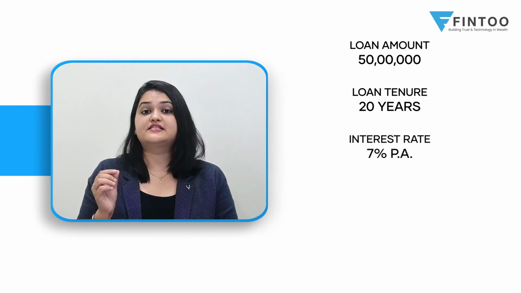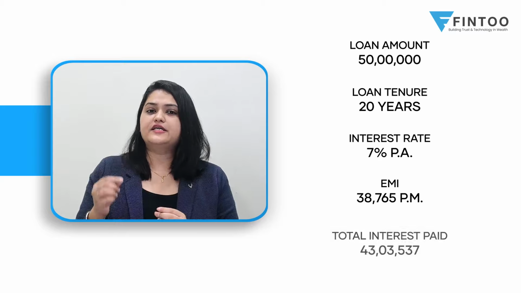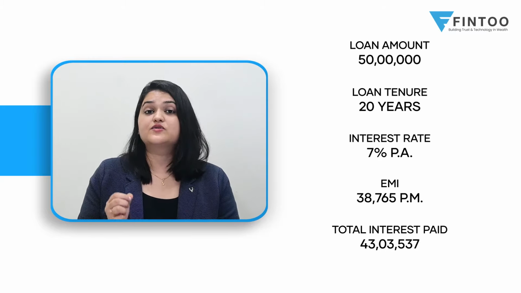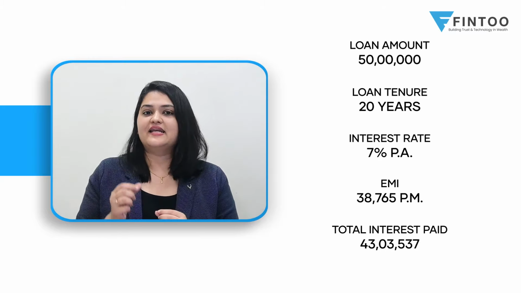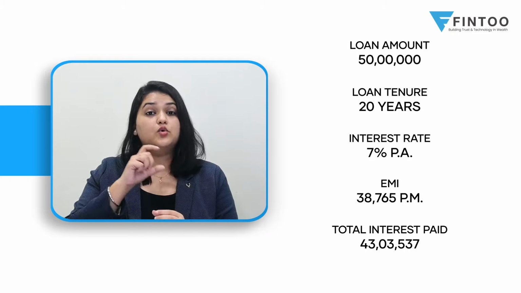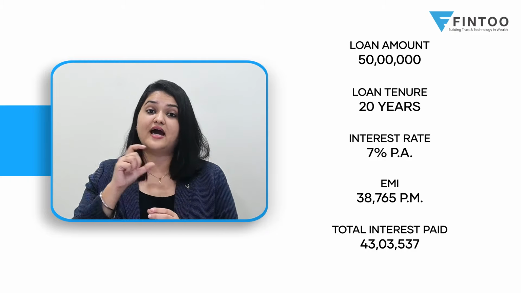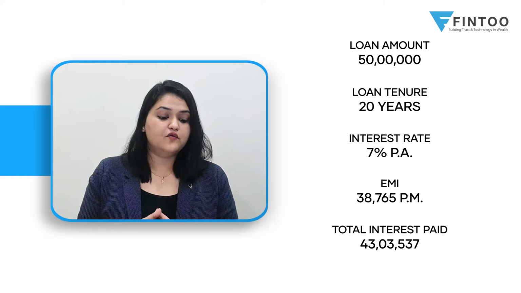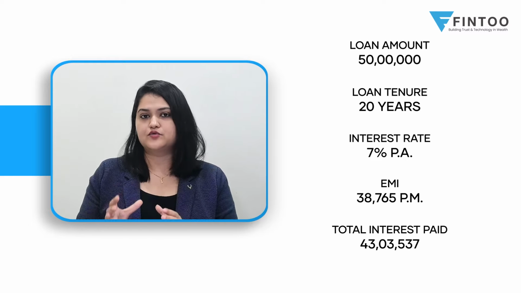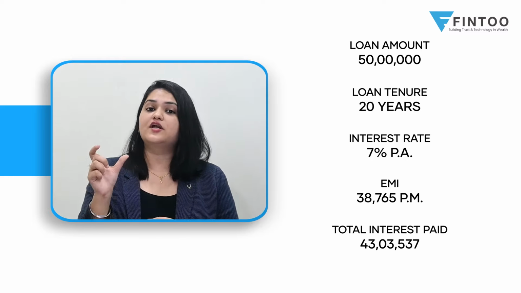Interest on this loan is 7% per annum. So the EMI will come to around 38,765. And in this scenario, if you calculate the total interest that you will be paying over the entire 20 years, it would be 43 lakhs 3,000 approximately. So this is your interest cost.